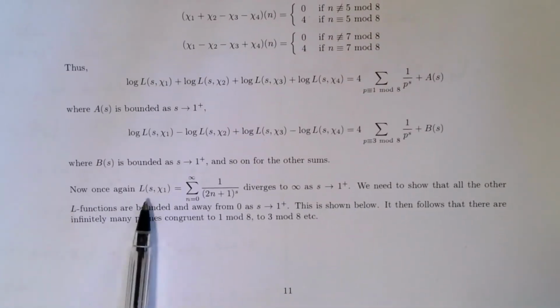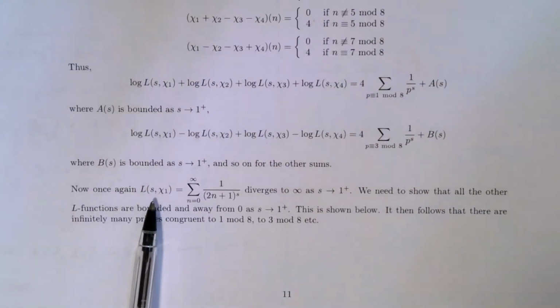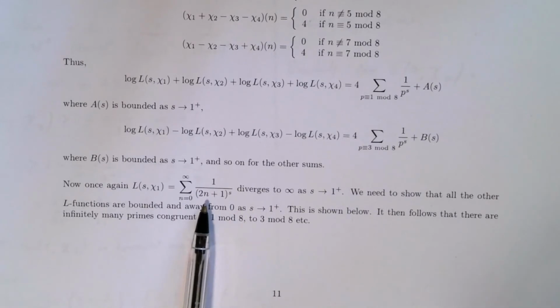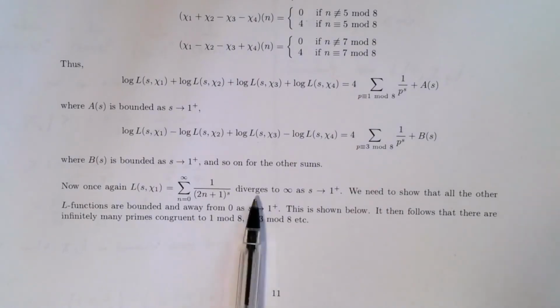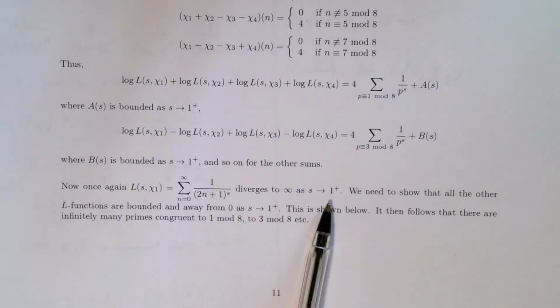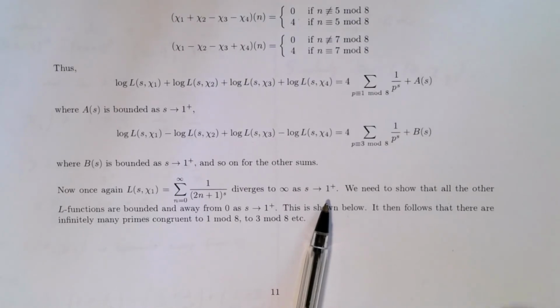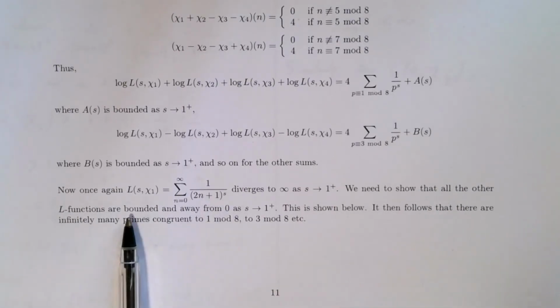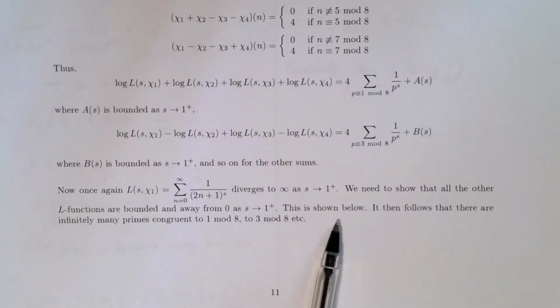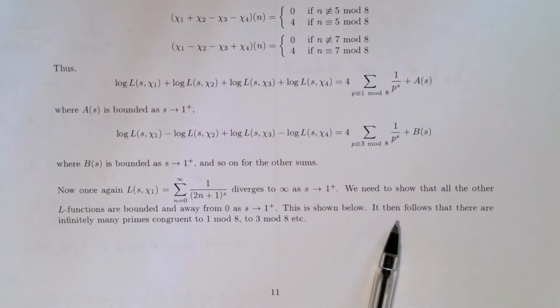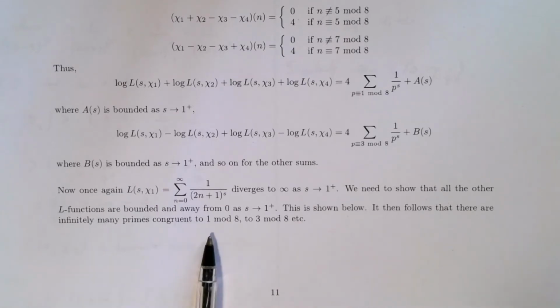So let's have a look at L of s and chi1 firstly. Well, that just looks like this. This is just going to give me, again, exactly as we saw before, this sum, and that diverges to infinity as s goes to 1. We need to show that the other L functions are bounded and away from 0 as s goes to 1, and I'll show that in a second, and it will then follow that there are infinitely many primes congruent to 1 mod 8, 3 mod 8, 5 mod 8, and 7 mod 8.